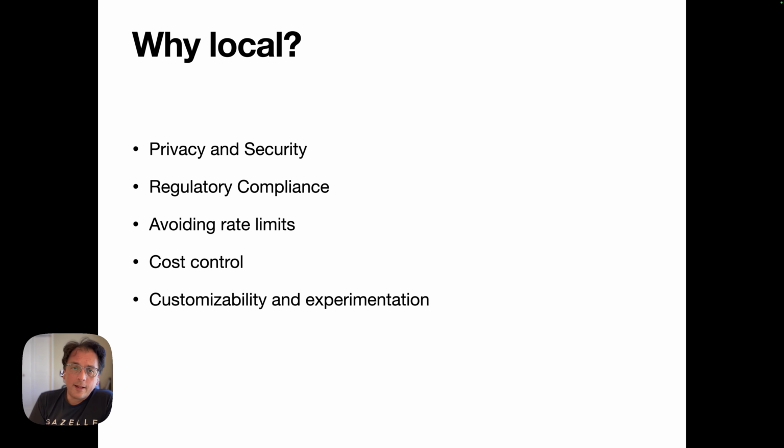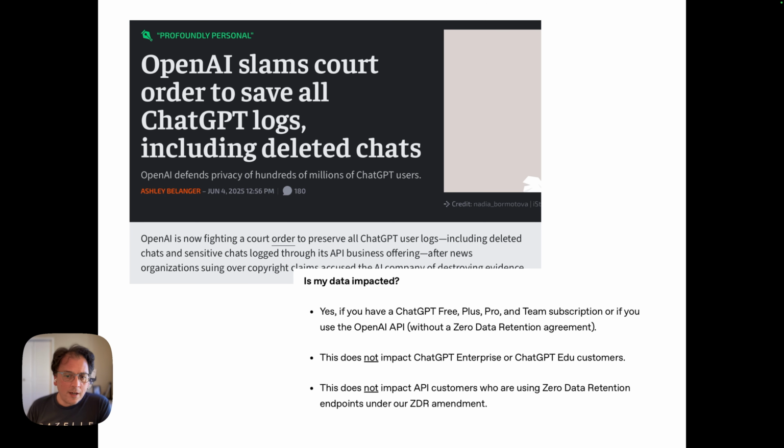Cost control, another thing. It's free if you run it locally. It doesn't cost you anything. Especially if you pay for API access, these costs can be substantial. I know from experience. And the last reason would be customizability and experimentation. Things like fine tuning are a lot easier if you can do that locally on your own computer. So these are reasons why people would want to run local models.